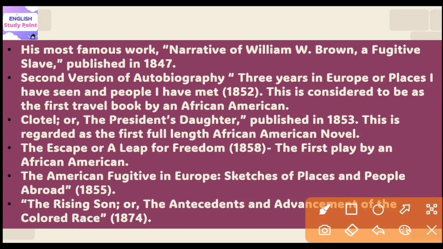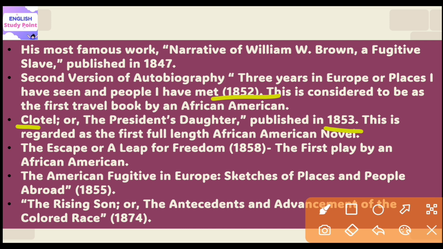His second version of autobiography, titled Three Years in Europe or Places I Have Seen and People I Have Met, was published in the year 1852. This is considered to be the first travel book by an African American. Another work, titled Clotel or the President's Daughter, was published in the year 1853. This is regarded as the first full-length African American novel.